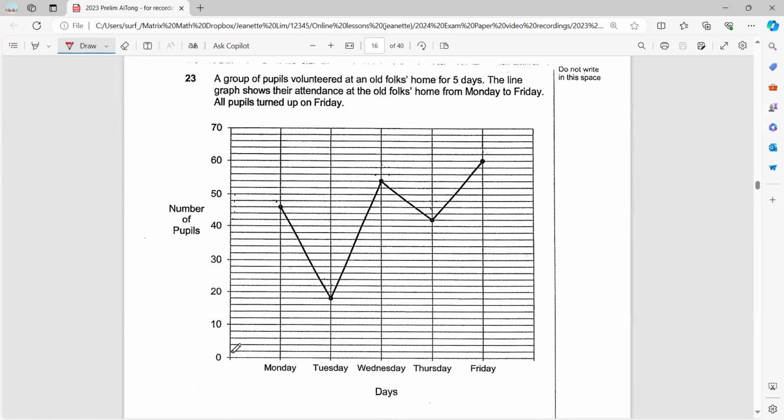So take note that this is 1, 2, 3, 4, 5 intervals, 0 to 10. So every interval is plus 2. So this is 40, 42, 44, 46. Then for Tuesday, 50, 52, 54. Sorry, that's Wednesday. Okay, Tuesday is over here. So this is 18. Then for Thursday, this is 42. And for Friday, it's 16.